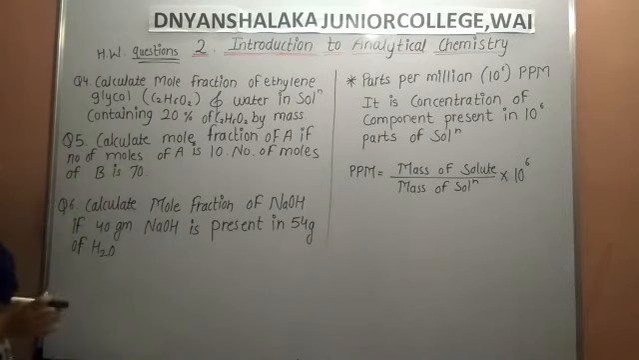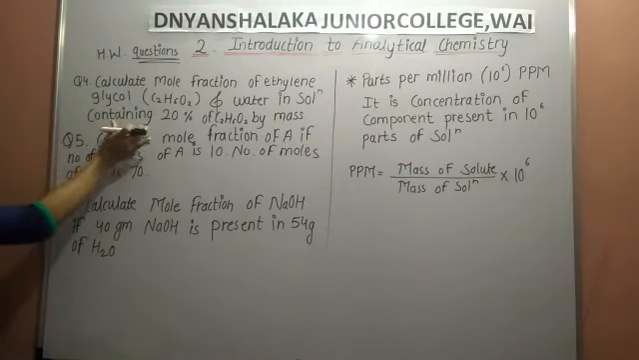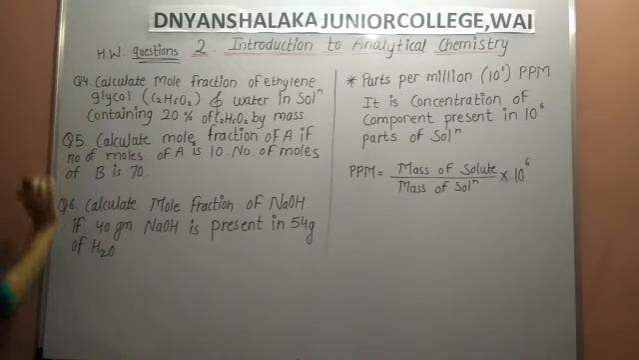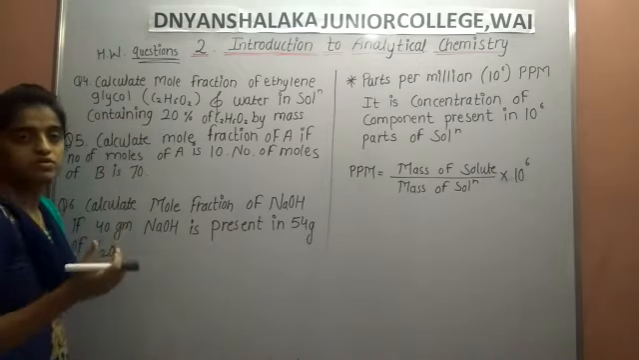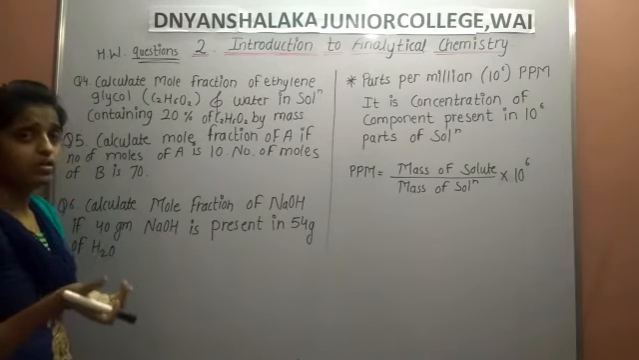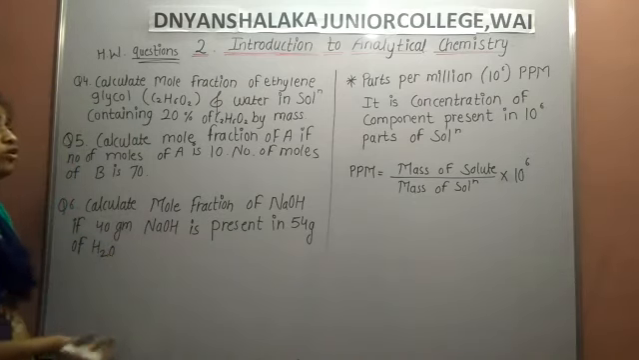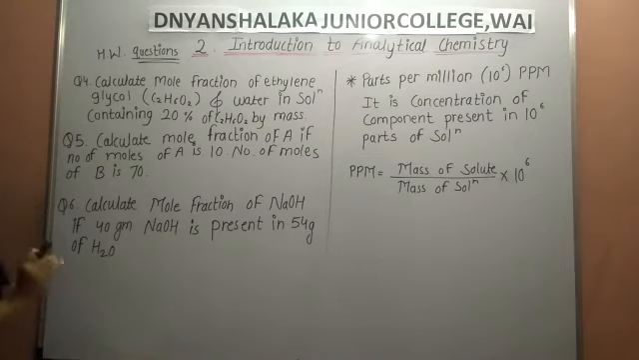So question number 4 is similar to question number 3, which means we solved question number 3 in this lecture. So you solve question number 4 with reference to question number 3. Here the percentage by mass is given, so first we have to find out the number of moles, and then find out the mole fraction of the component ethylene glycol.